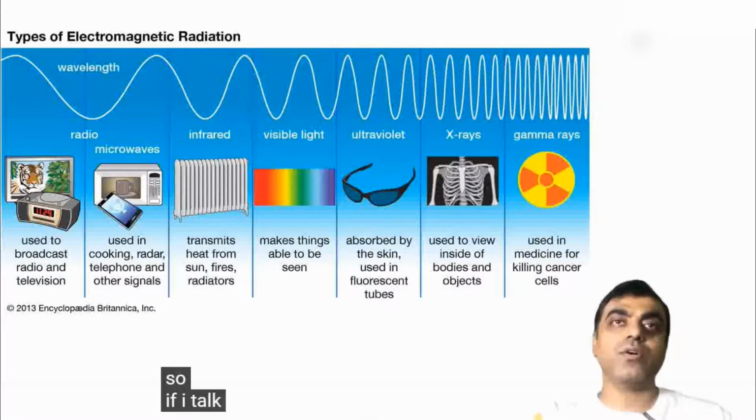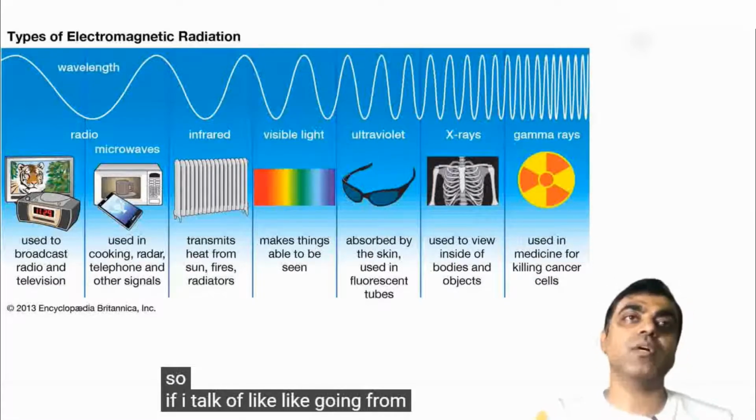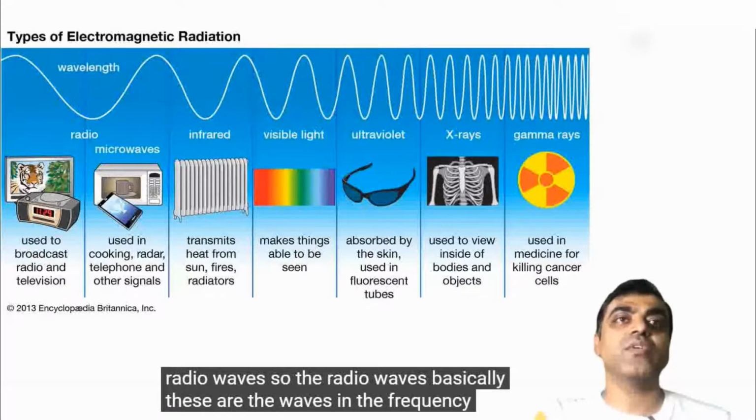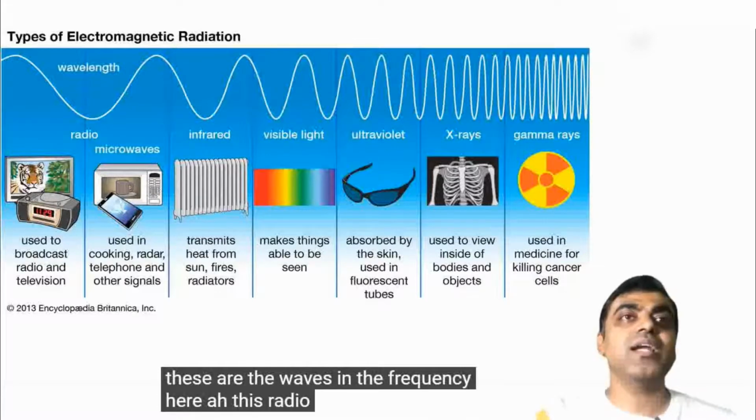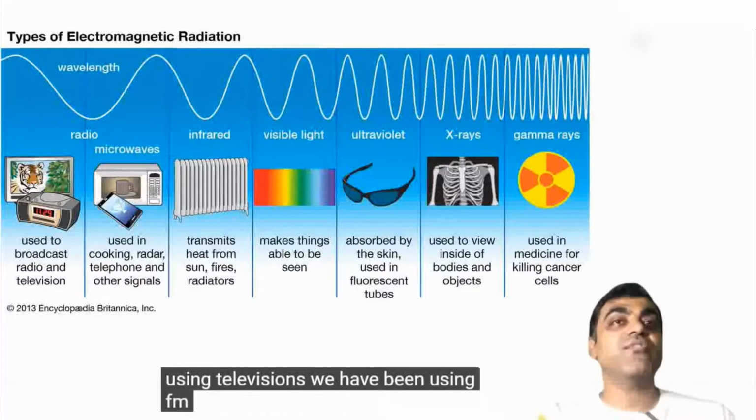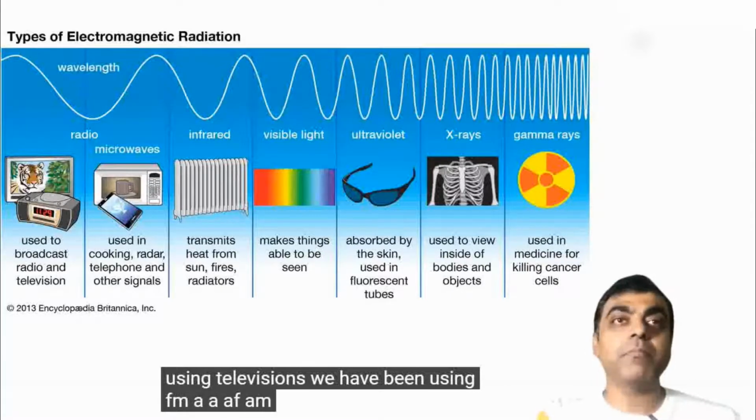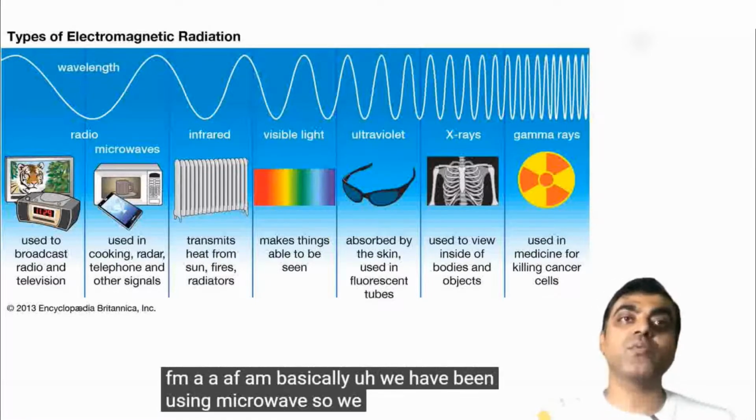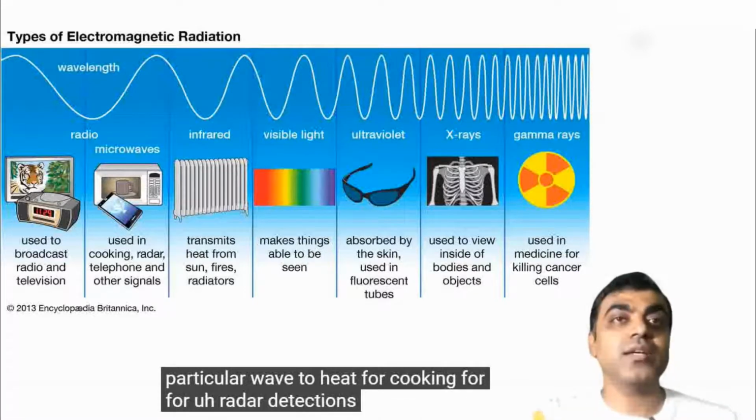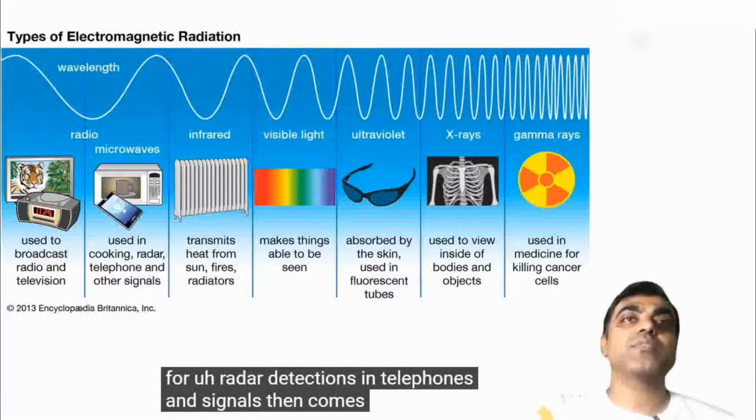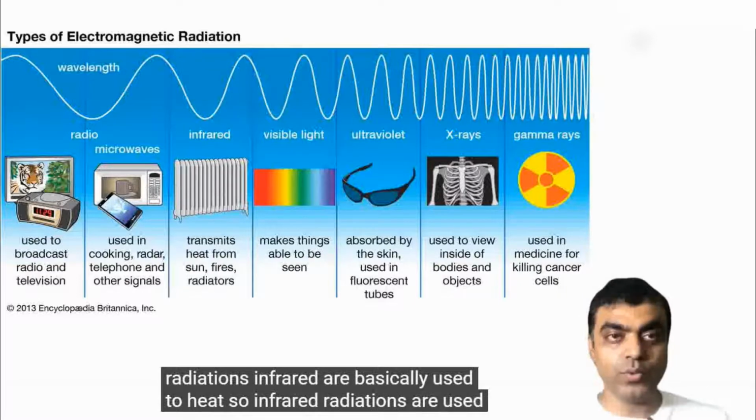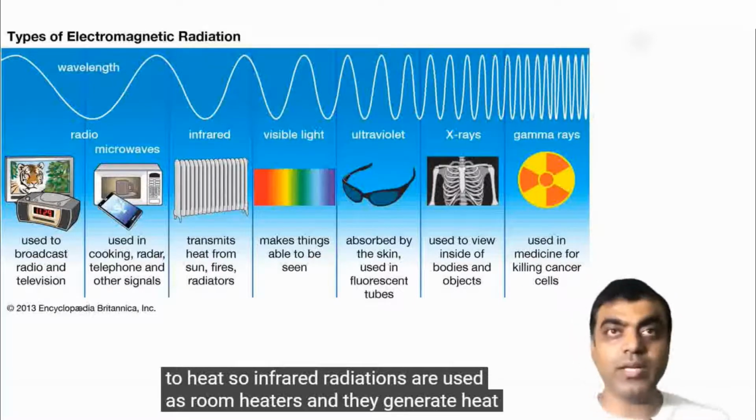Going from radio waves, these waves are used for radio transmission. We have been using televisions, FM, AM. Basically, we have been using microwaves to heat, for cooking, for radar detection, in telephones and signals. Then come the infrared radiations. Infrared is basically used to heat. Infrared radiations are used as room heaters, and they generate heat in your room.